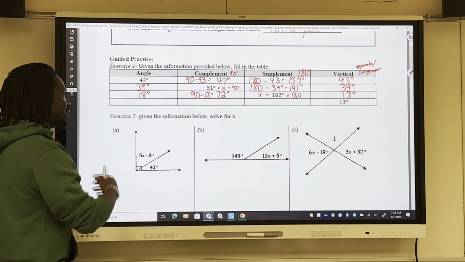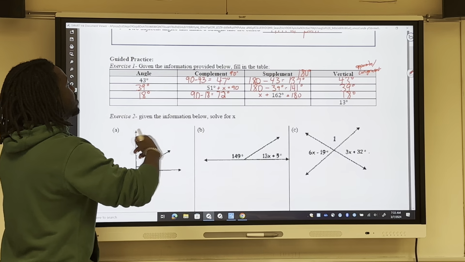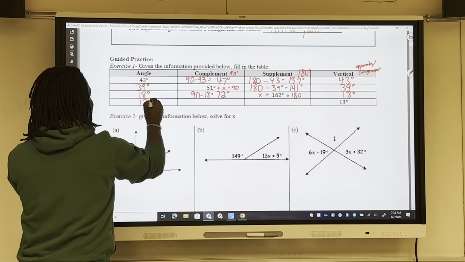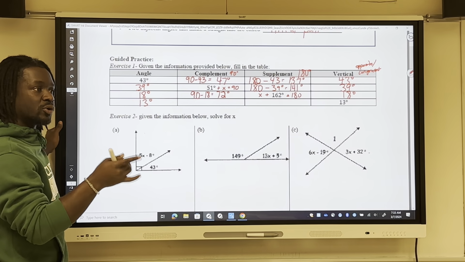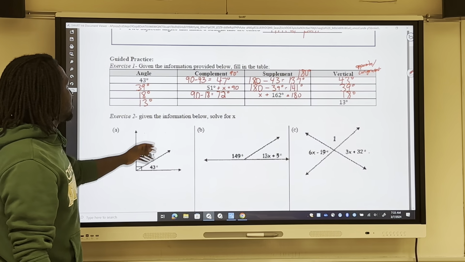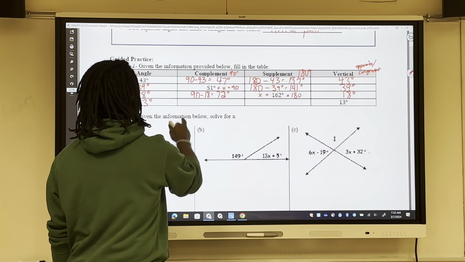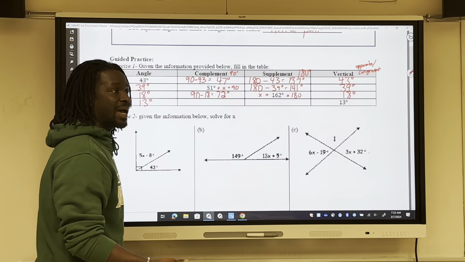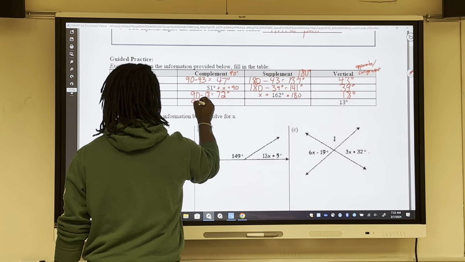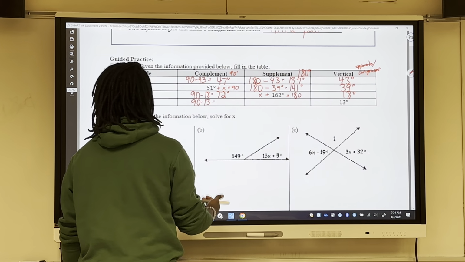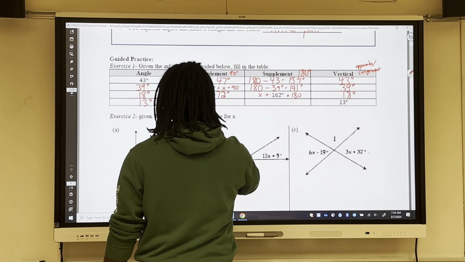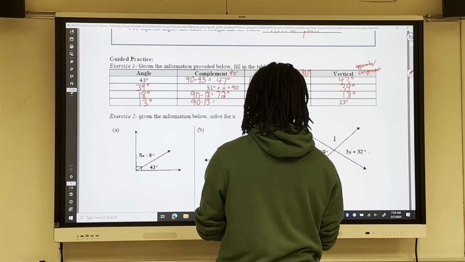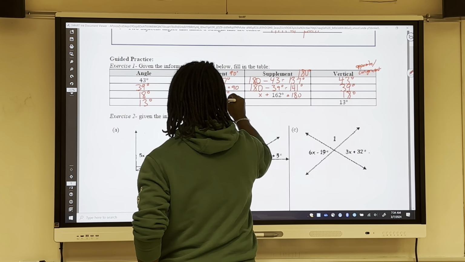All right. Now let's move on and let's finish this out. If the vertical angle is 13, then the angle is also 13, right? Because those are congruent, they're opposites, they're equal, right? Now to find the complement, I would take this plus the complement, that would give me 90. So I'm just going to do 90 minus 13, and that gives me the complement, which in this case is 77 degrees.